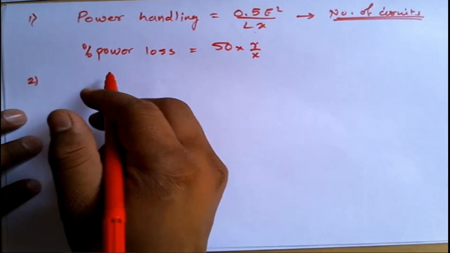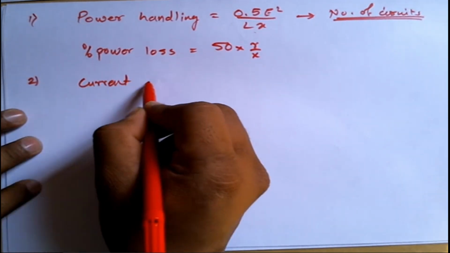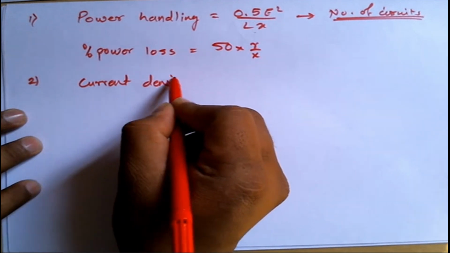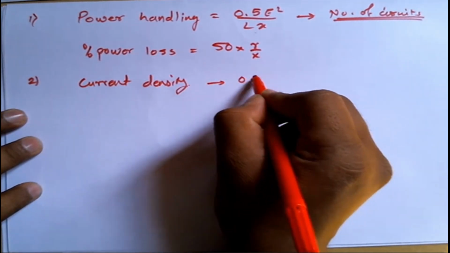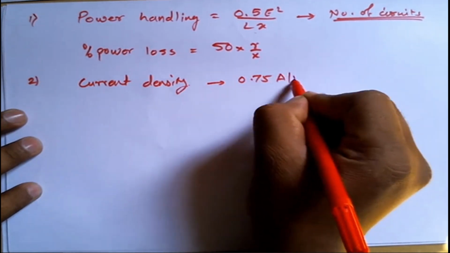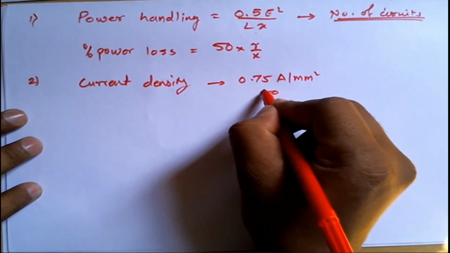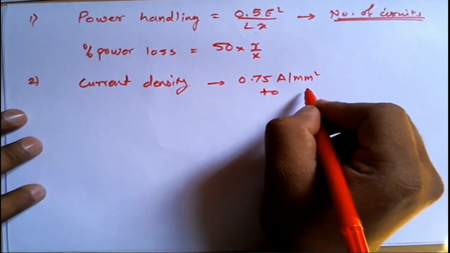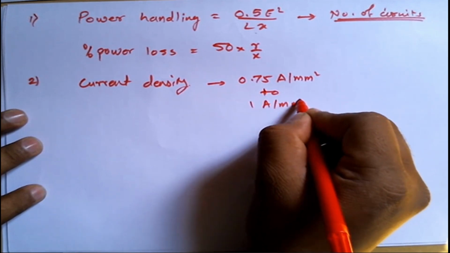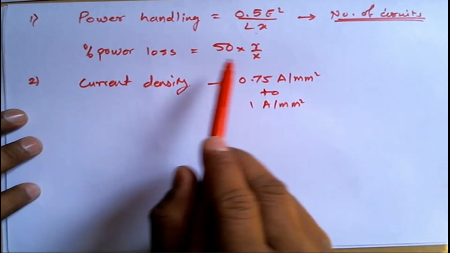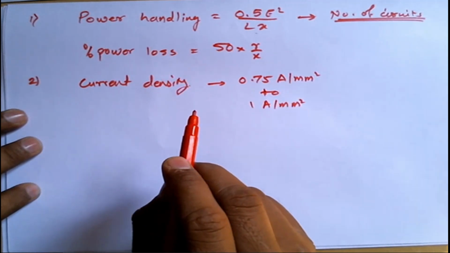Second is current density. For transmission, it is always between 0.75 ampere per mm square to 1 ampere per mm square. Means for a transmission line, this current density is maintained between 0.75 and 1 ampere per mm square.